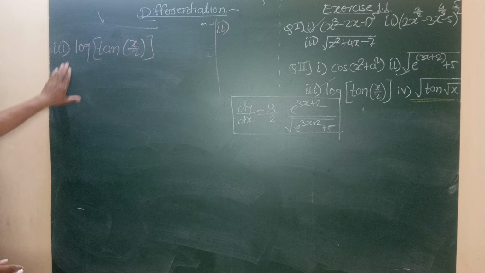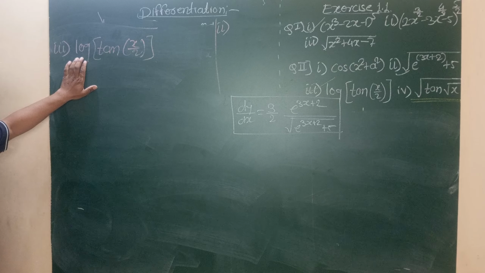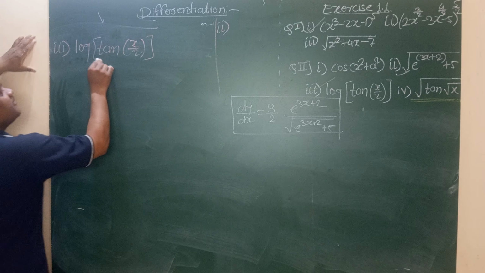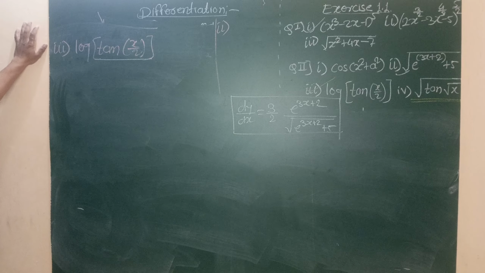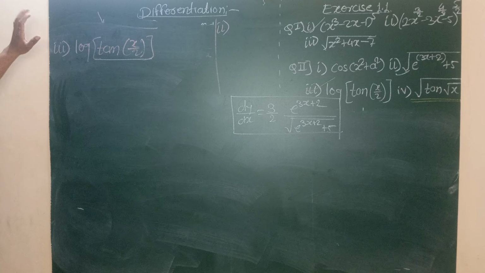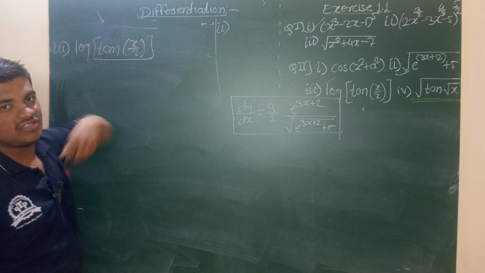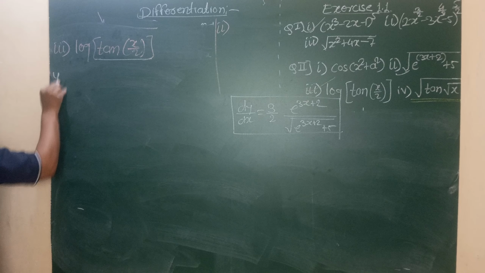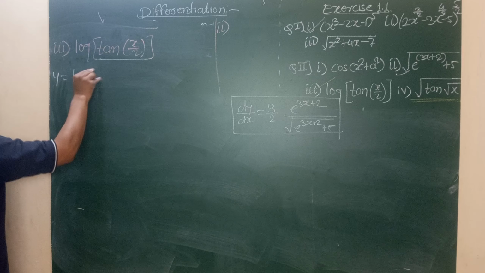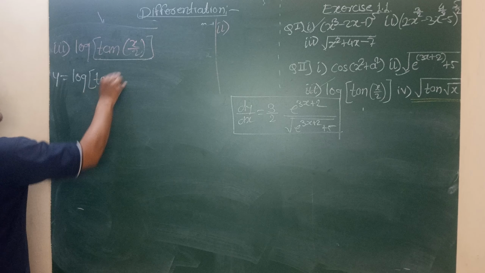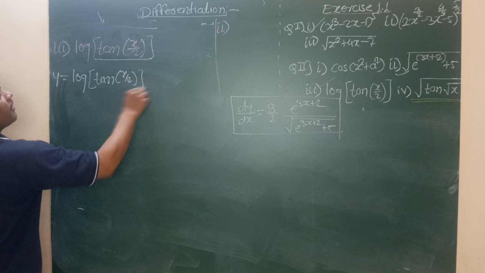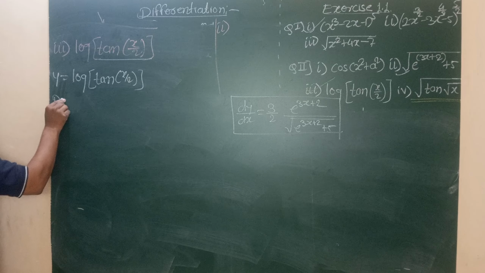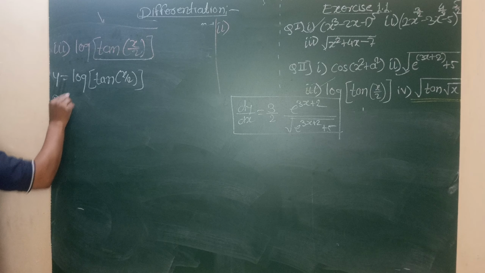First of all, we differentiate the logarithmic function using the logarithmic formula. At that time, tan of x by 2 is treated as a single parameter, that is x. Then we solve the differentiation of tan of x by 2. At that time, x by 2 is treated as only x. Y is equal to log of tan of x by 2. Differentiate the function with respect to x.